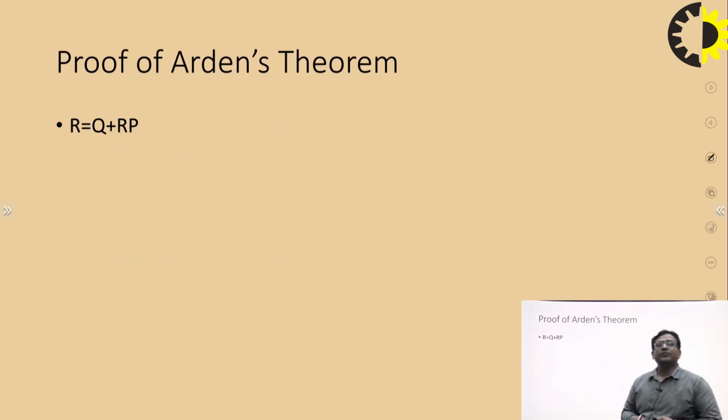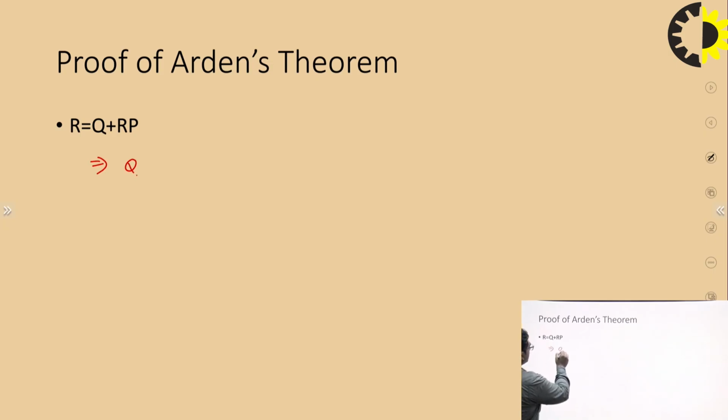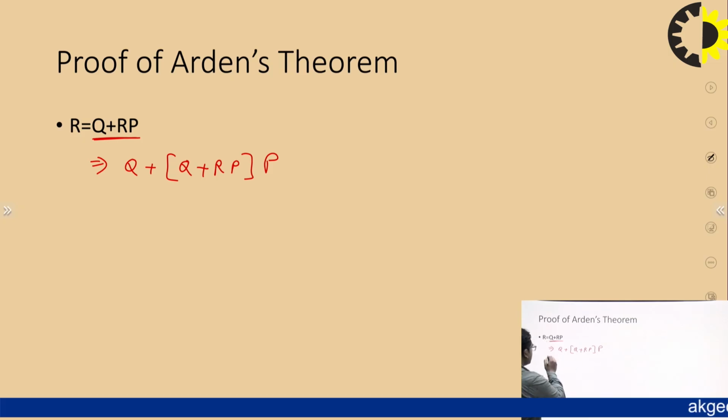Now we discuss how we can prove Arden's theorem. You can see step by step. As I understand, this is a recurrence relation, so we can put the value of R in the right hand side. In the place of R we write Q plus RP, and multiply by P. When we multiply, we get R equals Q plus QP plus RP square. This is the equation that comes when we put the value of R.